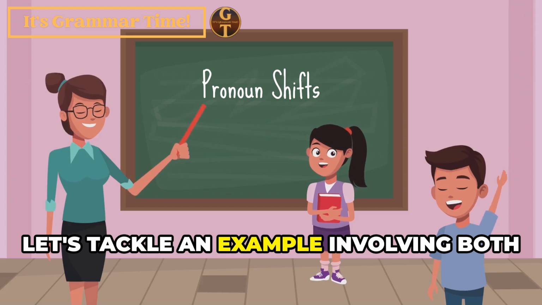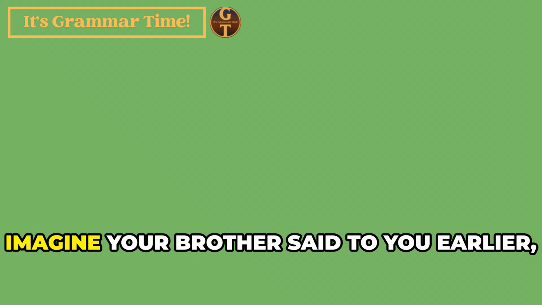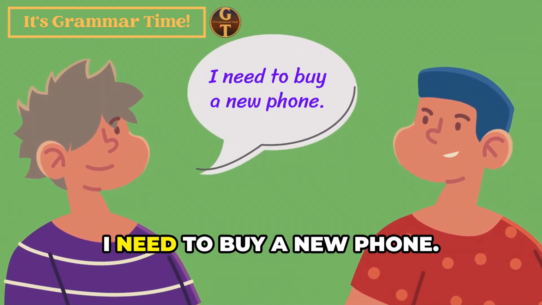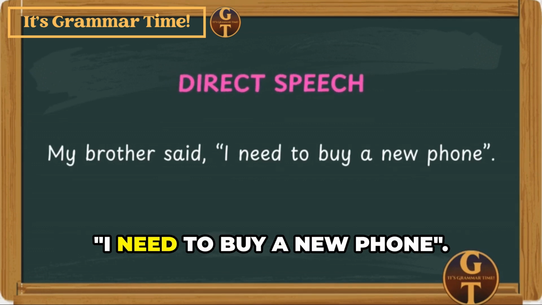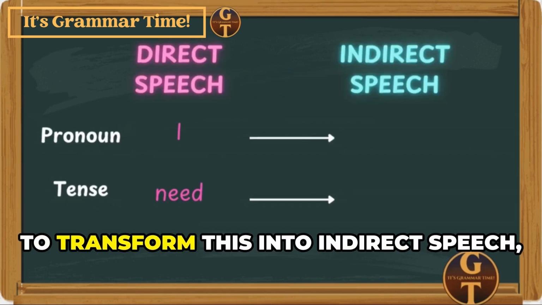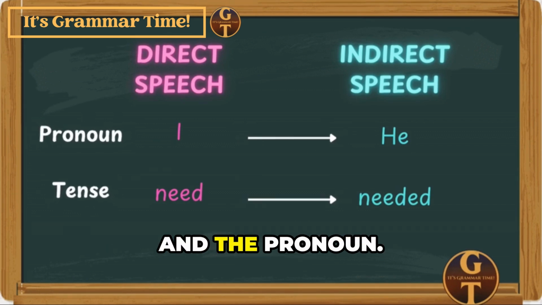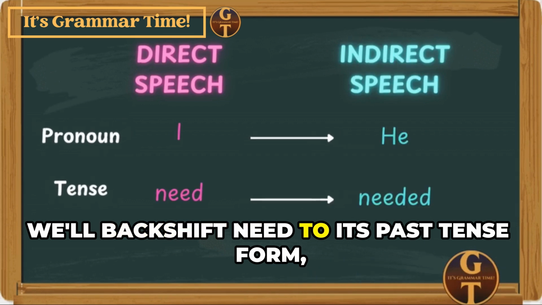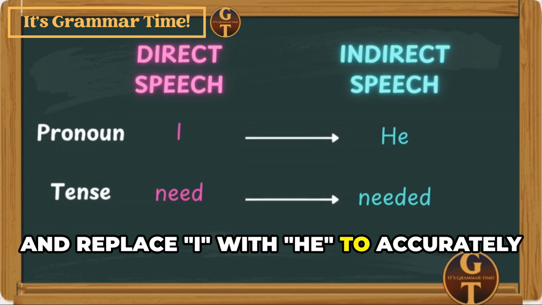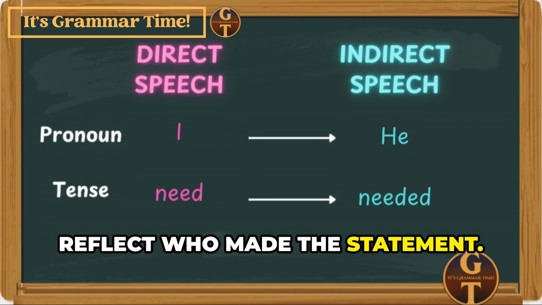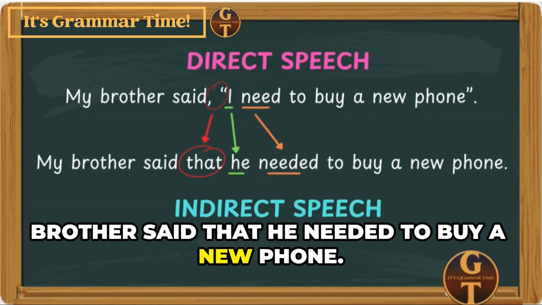Now, let's tackle an example involving both verb tense changes and pronoun shifts. Imagine your brother said to you earlier, "I need to buy a new phone." In direct speech, my brother said, "I need to buy a new phone." To transform this into indirect speech, we'll need to address both the verb tense and the pronoun. We'll backshift need to its past tense form, needed, and replace I with he to accurately reflect who made the statement. The transformed sentence would be, "My brother said that he needed to buy a new phone."